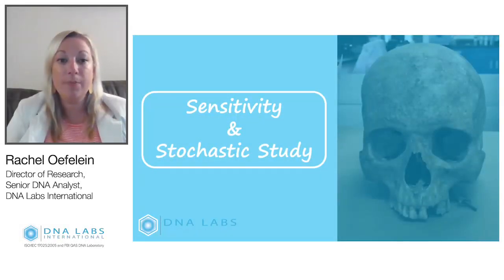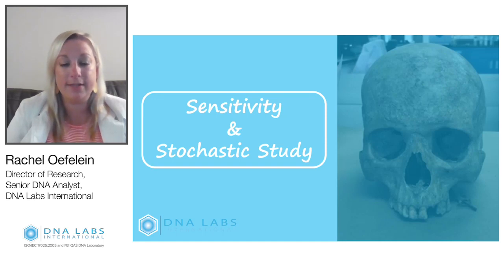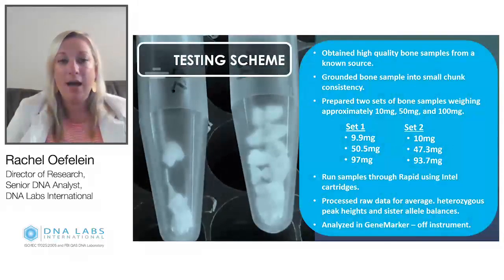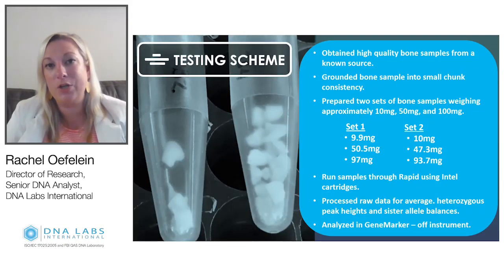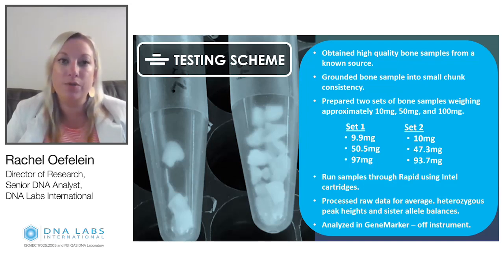So going into a little bit of our validation study, what we looked at initially for our sensitivity and stochastic. I say stochastic too because really with the rapid system, we treated it like a new PCR kit. So we aren't actually analyzing on the actual instrument. We're using GeneMarker on computer. So we take the data from the rapid and then analyze that separately off instrument.